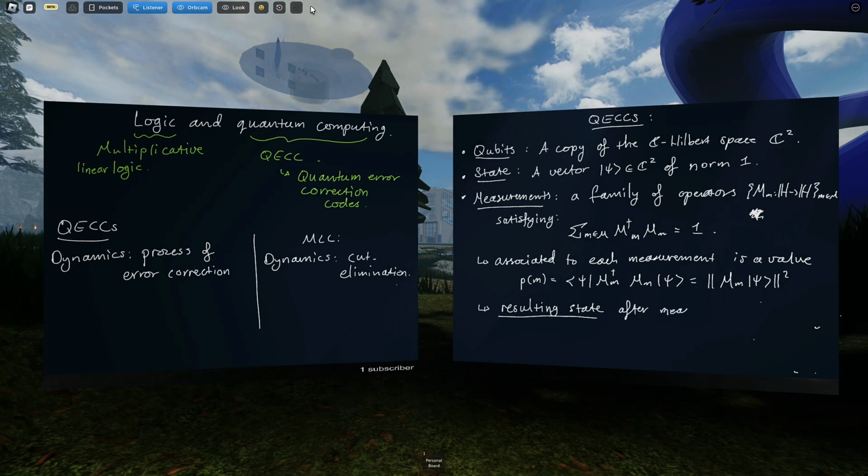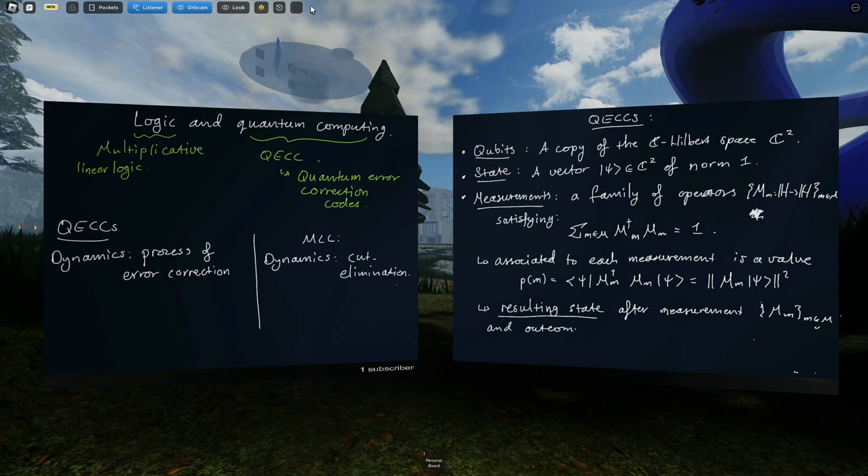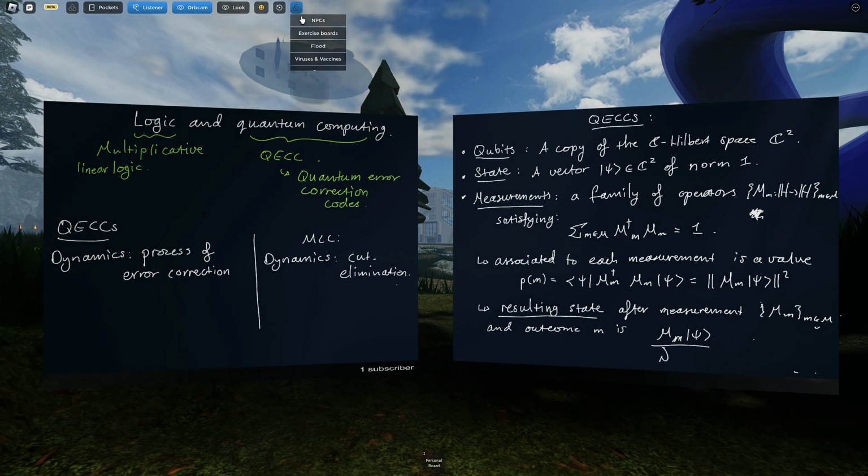After measurement, this guy, and outcome M, is the following vector. So we apply that operator to the state psi, and then we divide by the square root of Pn.